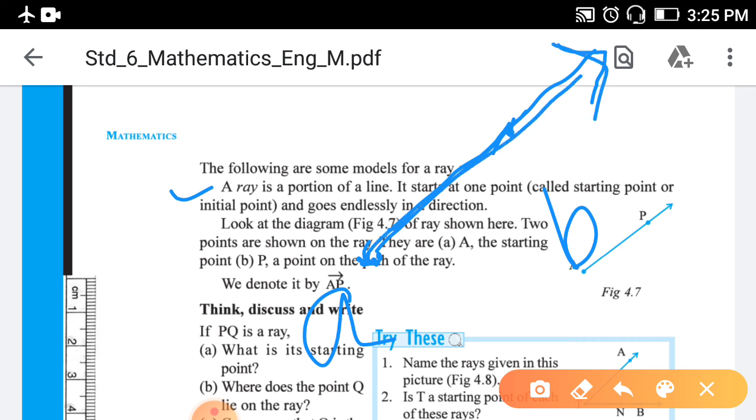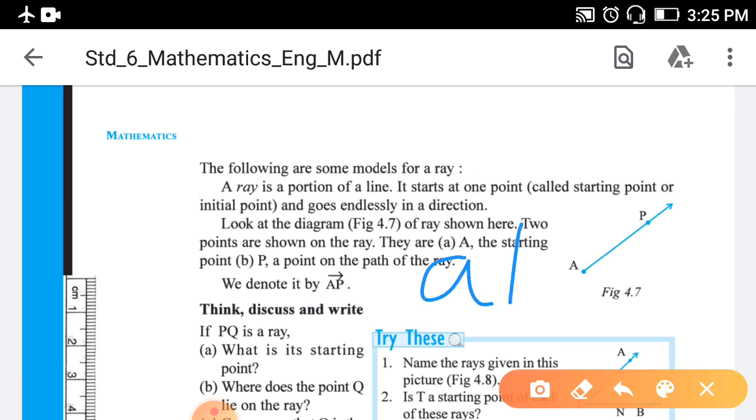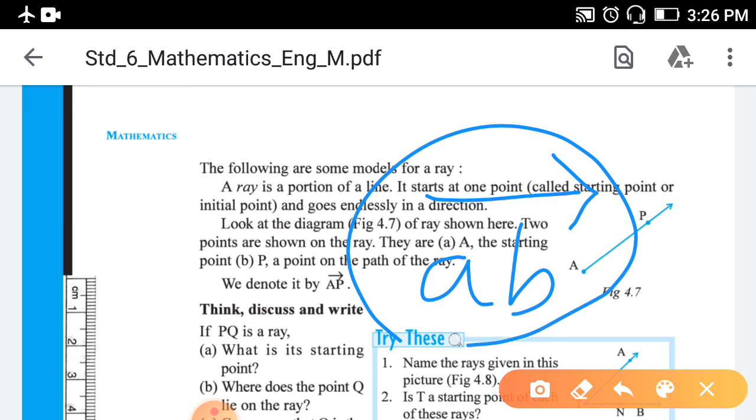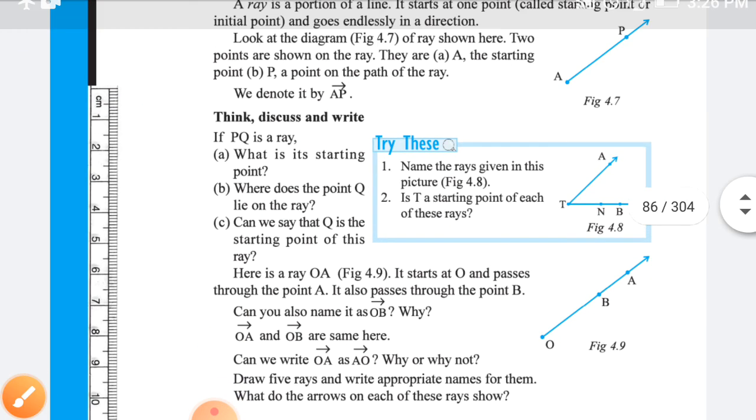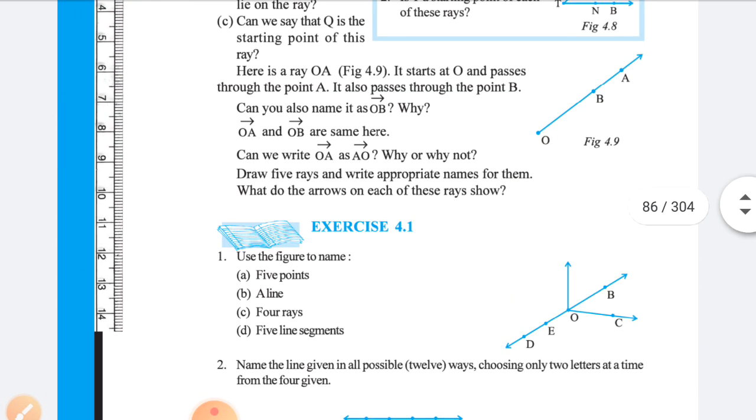For example, sun rays. Okay, how to denote a ray? AB, and this is the symbol. If it is written this way, then you can say it is a ray AB. Okay, up to here. In the next video we will start exercise 4.1.